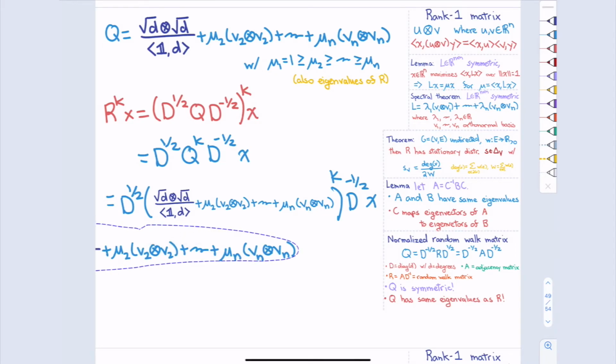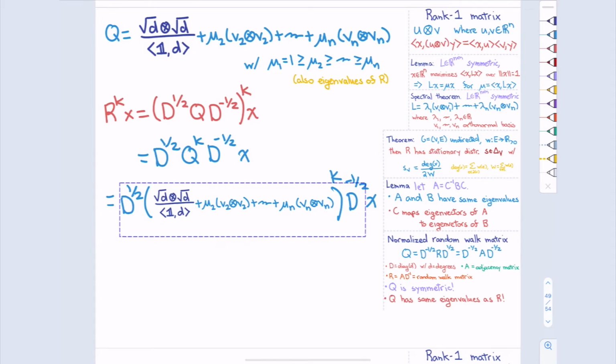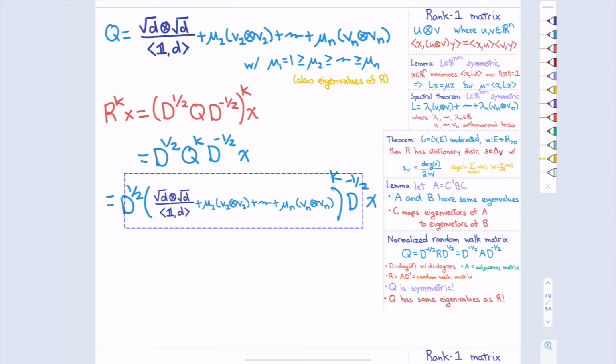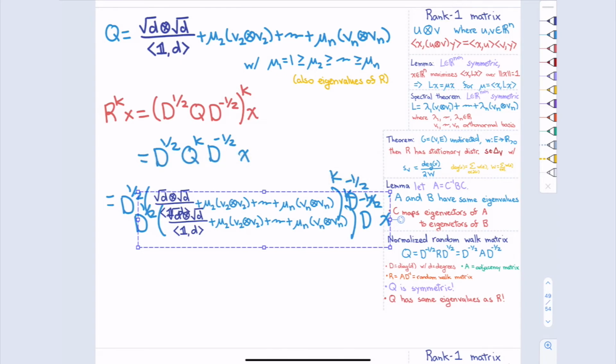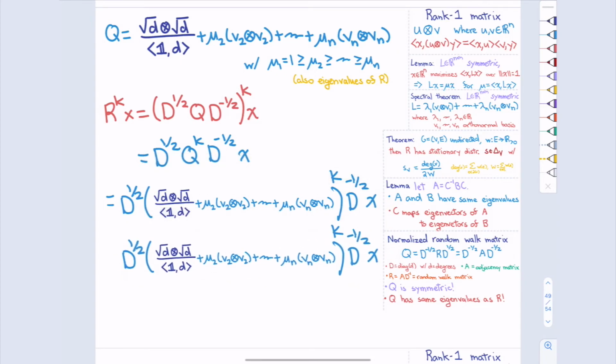No, let me undo that. So we can immediately just bring the K inside. This one's a little bit annoying. I'll do a different color. Okay, so this is to the K. Oh no, one sec. Let me even expand more.